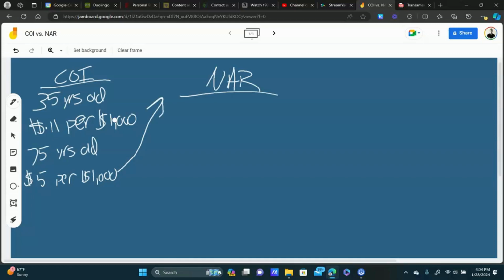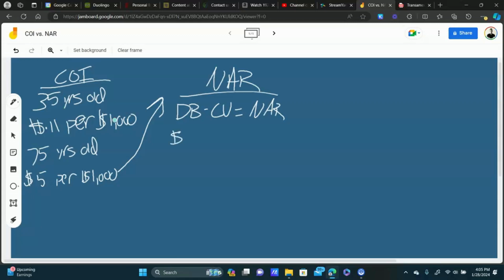Now, what is net amount at risk? It's very simple to calculate. Death benefit minus cash value equals net amount at risk. So if you ever want to know what your net amount at risk is, just do this math. Pull up your in-force illustration, look at what your death benefit is, look at what your cash value is, subtract it. That's your net amount at risk.